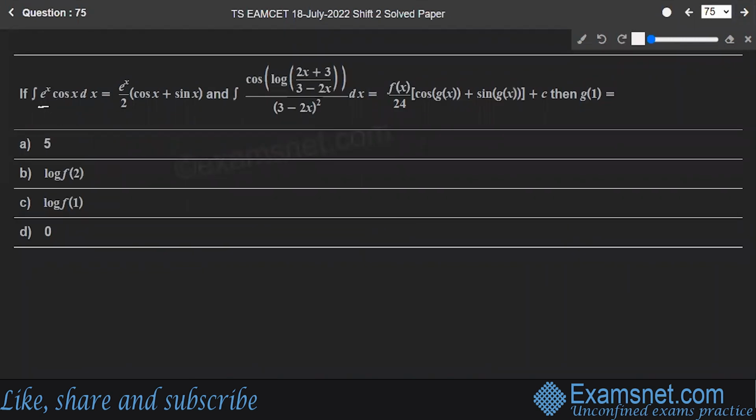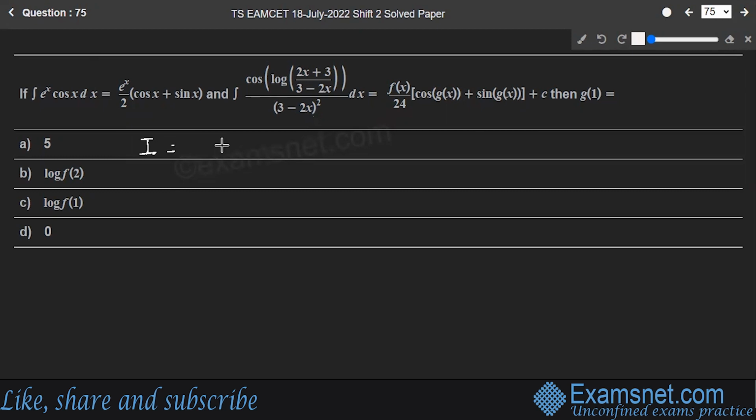If the integral of e raised to power x cos x dx is given by this, and the integral of this whole expression is equal to this whole expression, which is quite a long one, but don't worry, when we solve the sum, you will see it is pretty easy. It's just made to look difficult. Okay, first of all, I'll pick up this one.